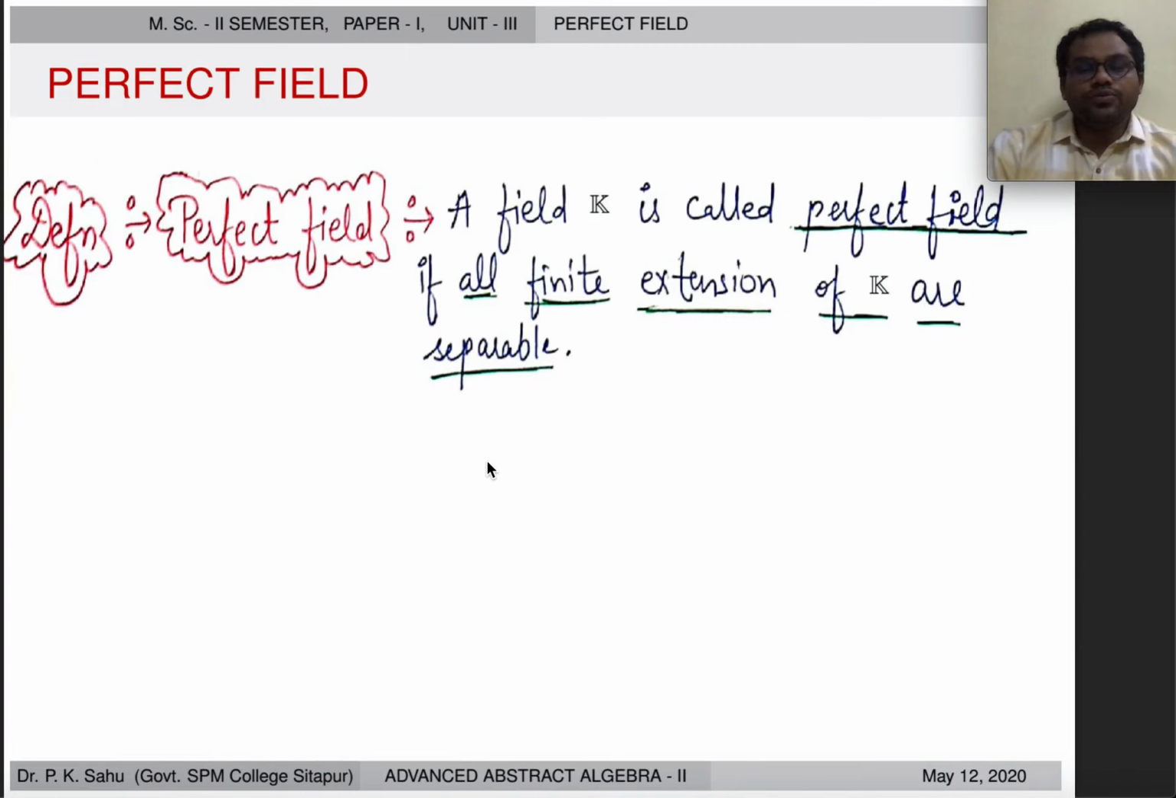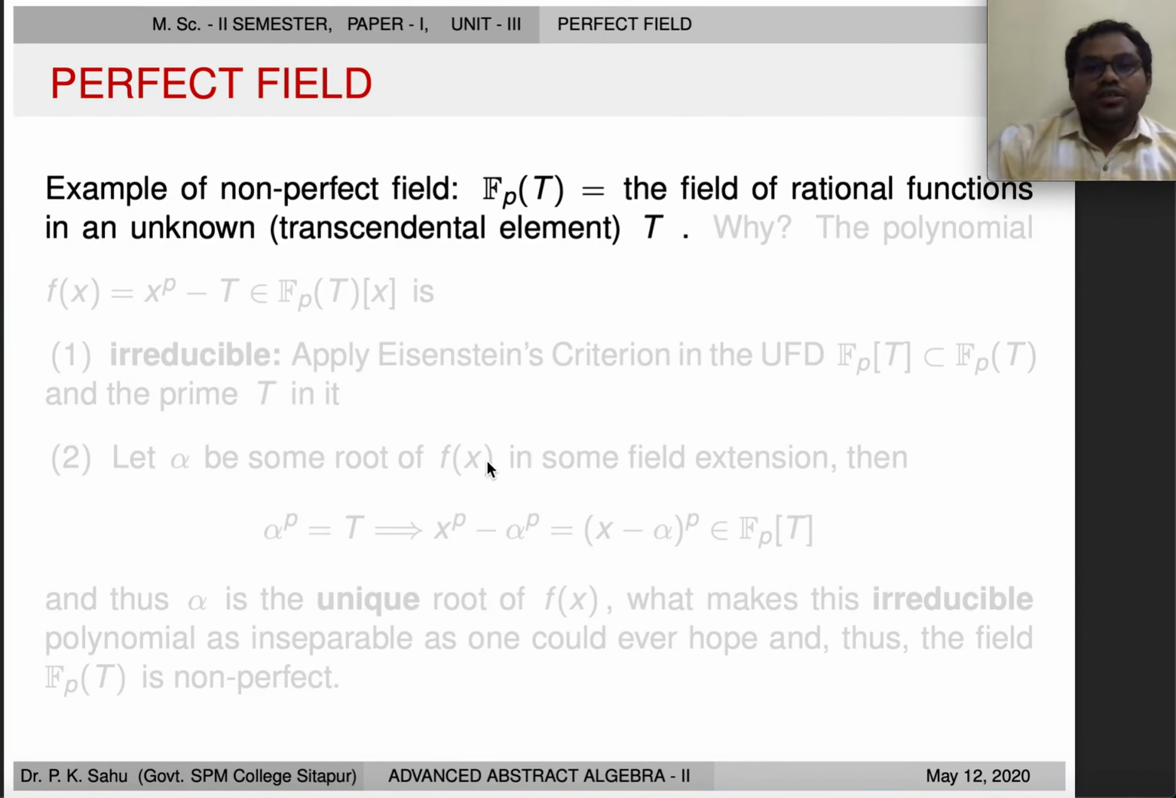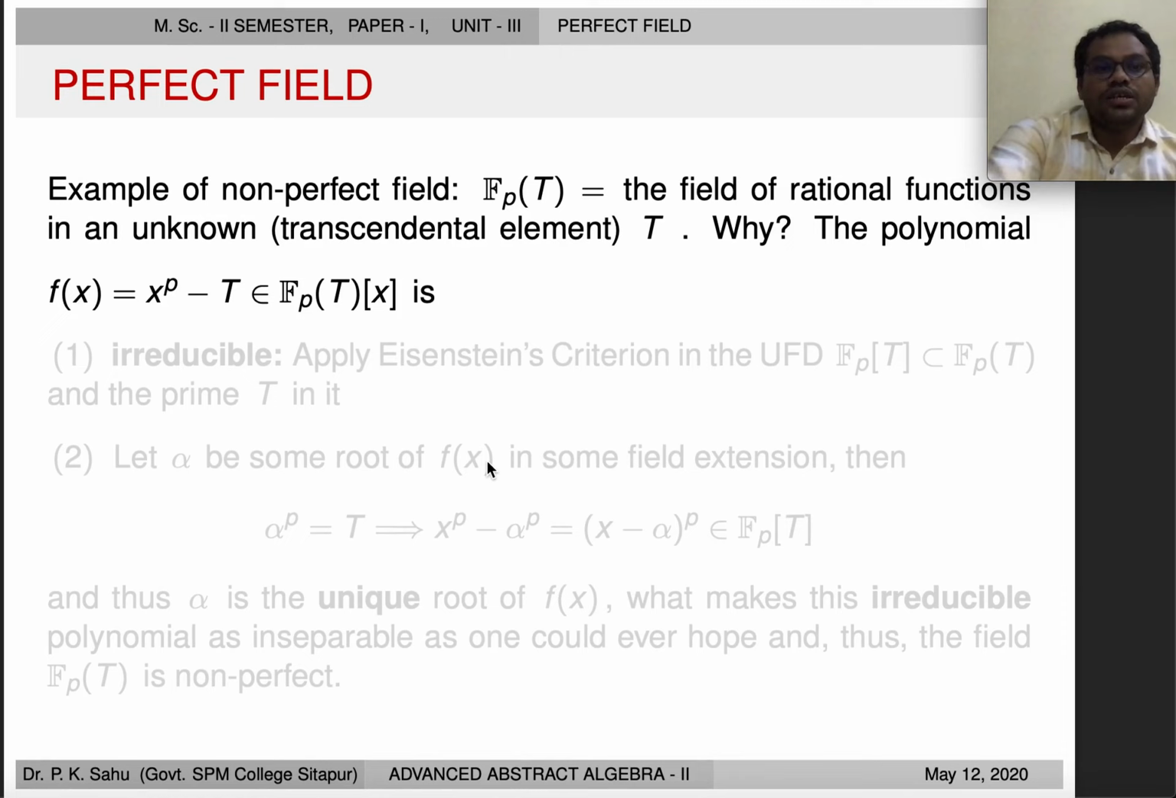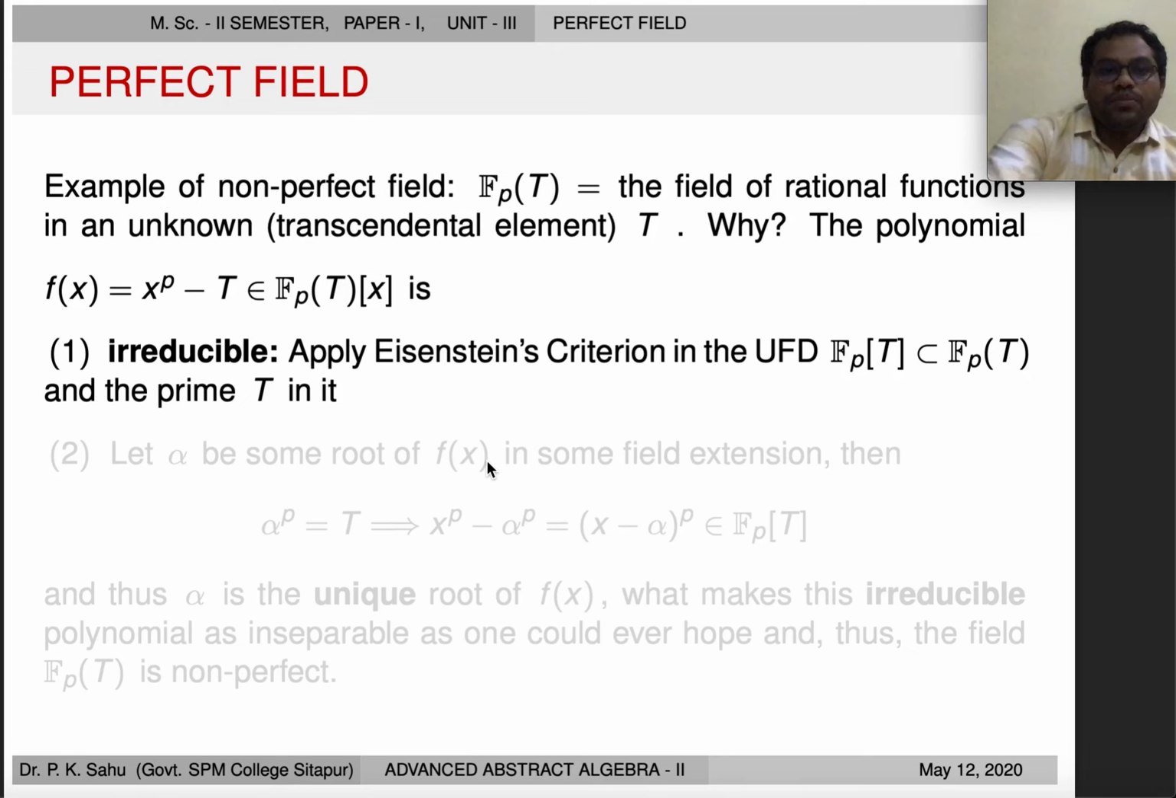Now we will see what is a perfect field. A field K is called a perfect field if all finite extensions of K are separable. Now let's see then an example of a field which is not perfect. Means we have a field F_p(t), the field of rational functions in an unknown t, then this is not perfect. Why? Because f(x) equal to x to the power p minus t lies in F_p(t)[x]. Then by applying Eisenstein's irreducibility criterion in a unique factorization domain F_p[t], which is a subset of F_p(t), and the prime t in it.